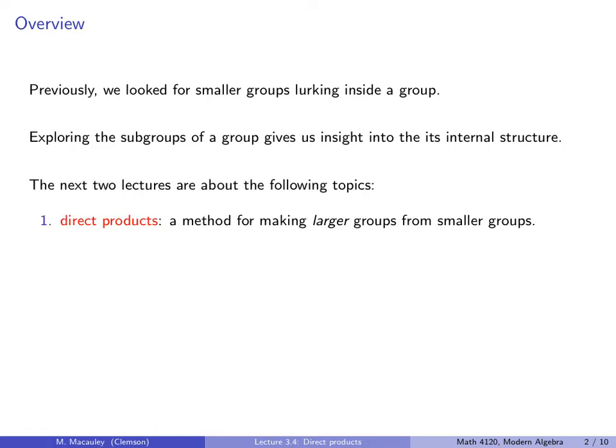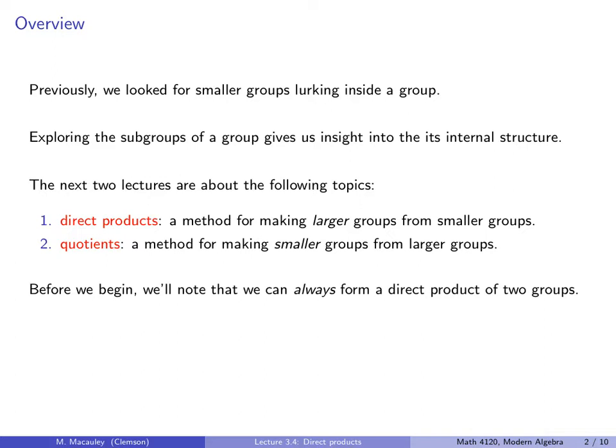In contrast, the next two lectures are about the following two topics. Number one, direct products. That's what this lecture is on. This is a method for making larger groups from smaller groups. And two, quotients. This is a method for making smaller groups from larger groups.